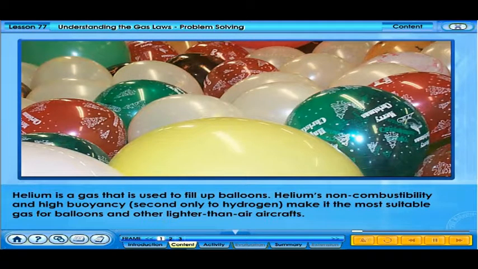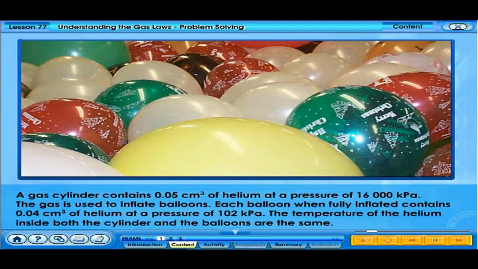Helium is a gas that is used to fill up balloons. Helium's non-combustibility and high buoyancy, second only to hydrogen, make it the most suitable gas for balloons and other lighter-than-air aircrafts. A gas cylinder contains 0.05 cubic centimeter of helium at a pressure of 16,000 kilopascal. The gas is used to inflate balloons.